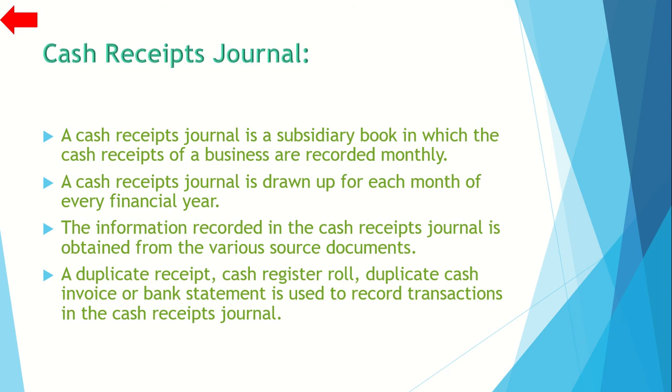Okay, and then duplicate cash invoices also are a source document that is used for recording in the cash receipts journal, and a bank statement is also a source document which is used. Okay, so ladies and gentlemen, I think we are done with that. If you want to know more, you can look at the notes which are posted on the D6.